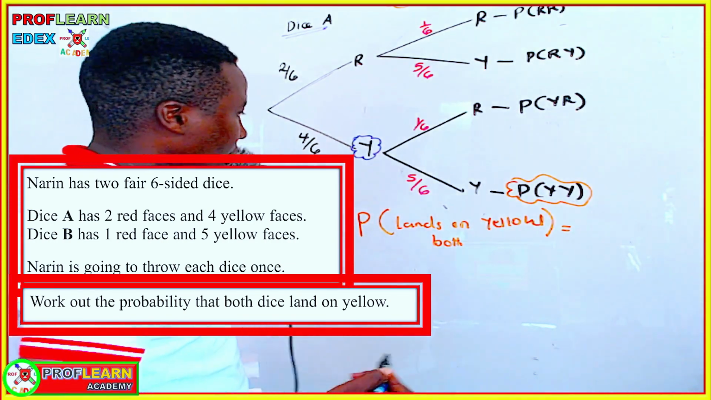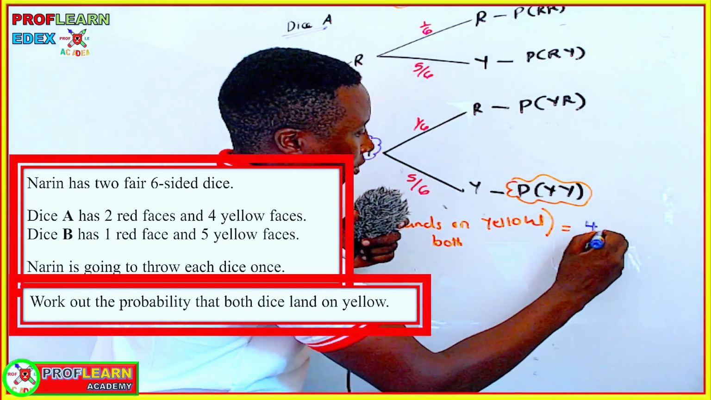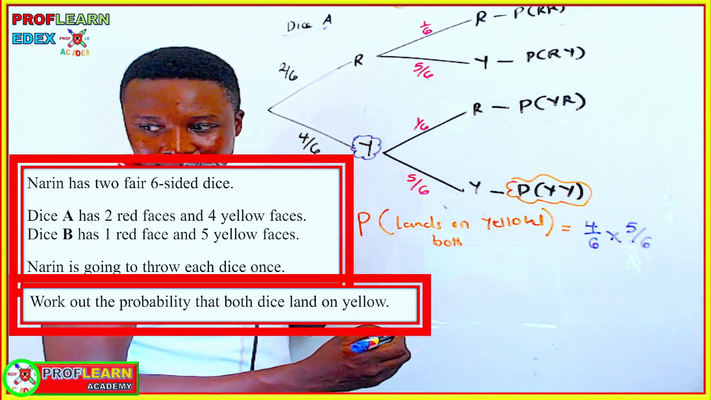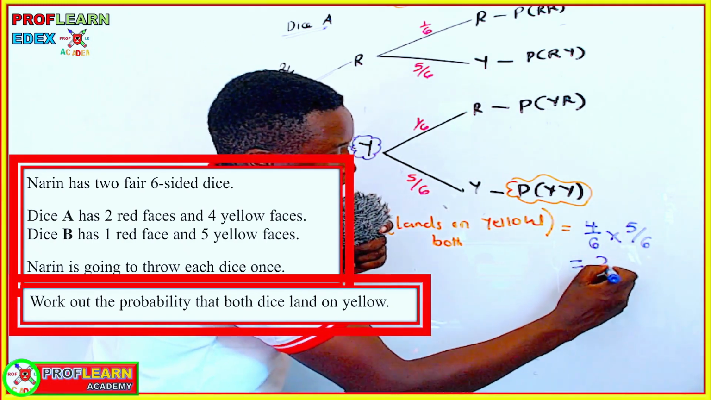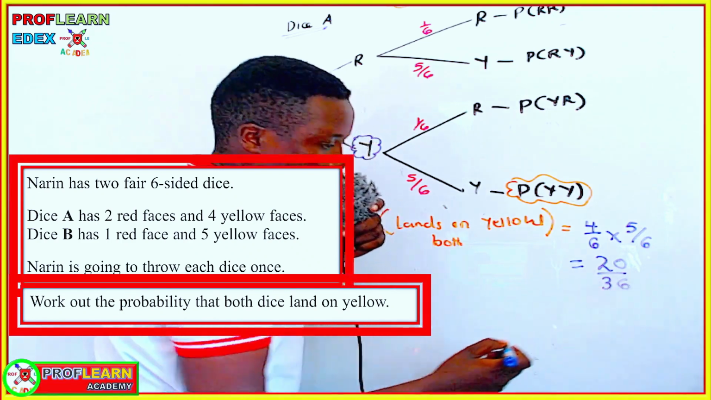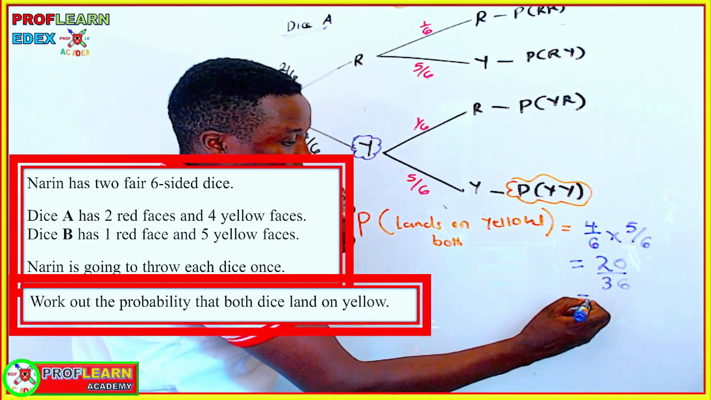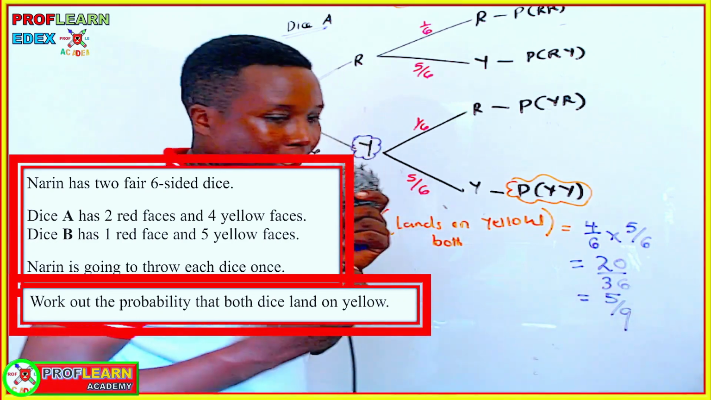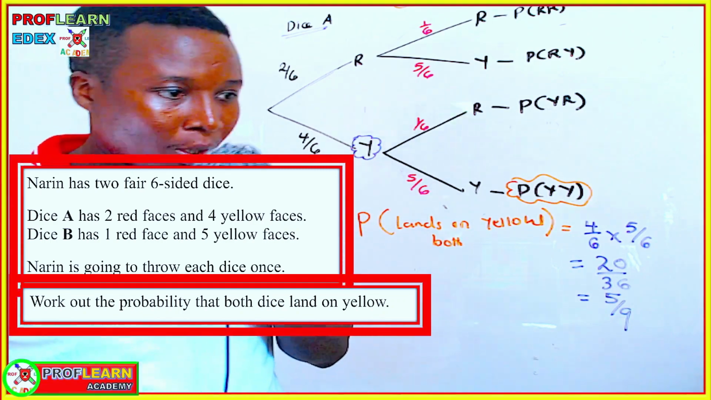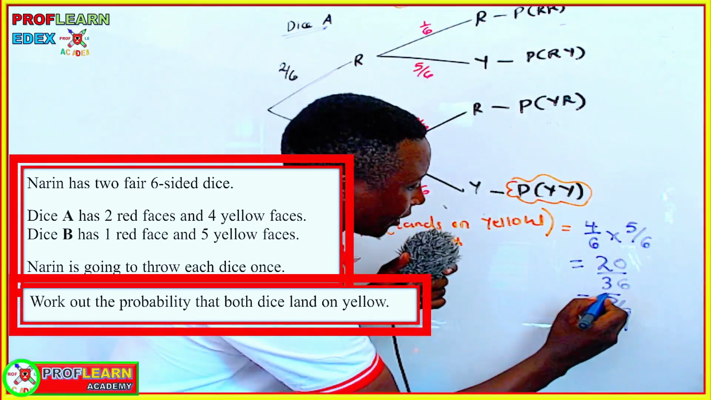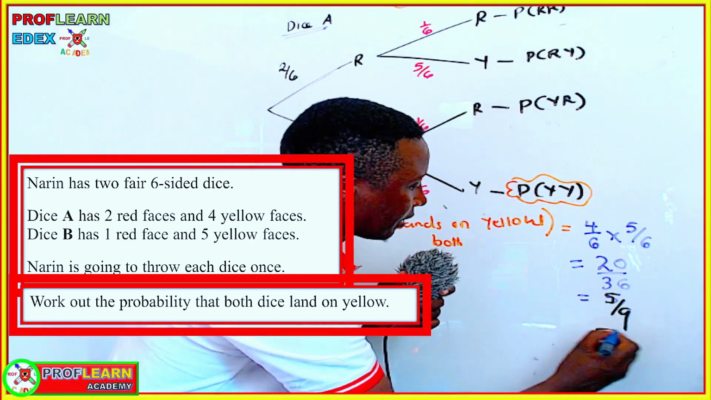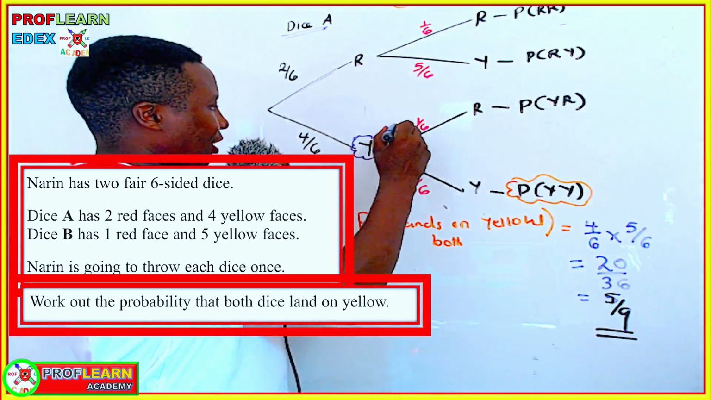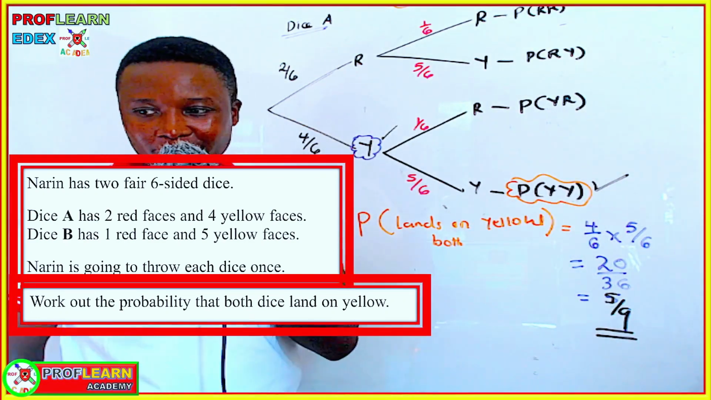In order to work this out, we are going to say this is going to be 4/6 times 5/6 in that case. And if we work this out, we're going to get 20/36, which means we can simplify this to 5/9 as our answer. So when you are to work out this question, you are to get your final answer as 5/9 as the probability for them landing both on yellow. So that's what you are supposed to do in this particular question.